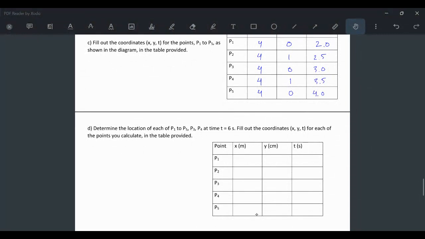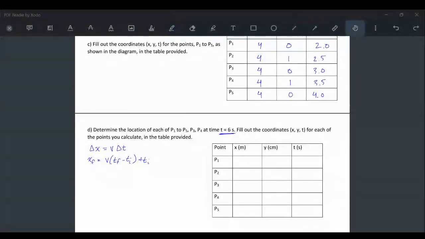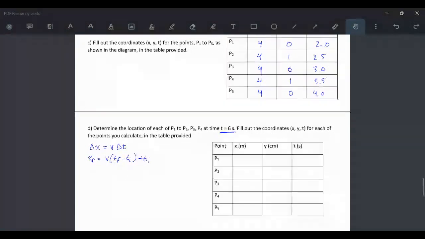Okay, so we want to transform these points so that we can end up making a snapshot graph. We're told to do this at time equals 6 seconds, so we're making our snapshot graph at t equals 6. We'll start with the same formula we did last time, that the change in position is equal to the velocity times the change in time. We can expand it to look like this. Yeah, P4 should definitely be -1. Thank you for pointing that out.